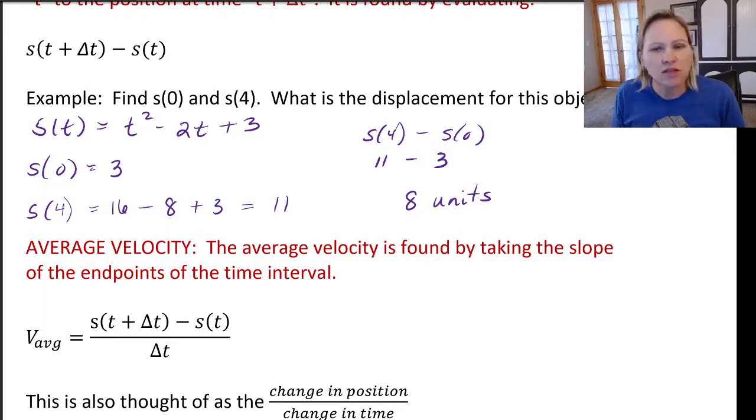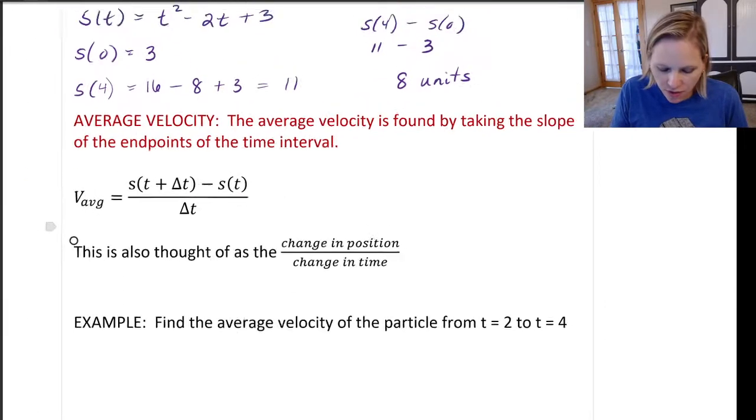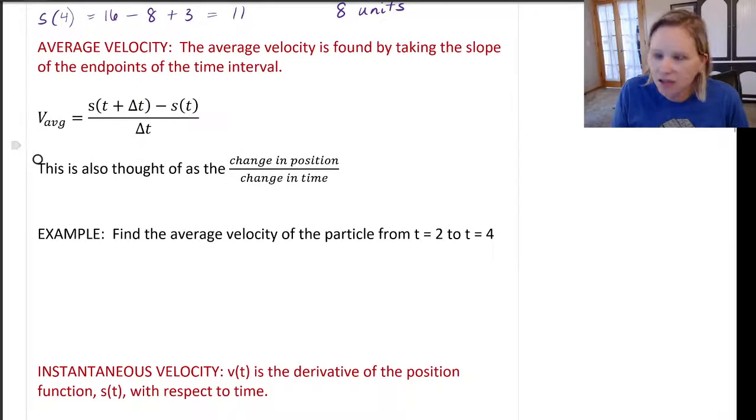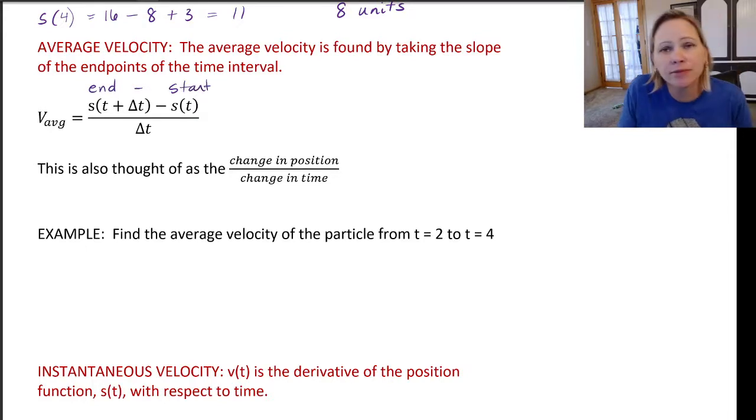So now let's talk a little bit more about this velocity concept. So we also know that we can find something called the average velocity. Now we've explored average values of functions and average rates of change before when we talked about derivatives, and average velocity is no different. So average velocity can be found by taking the slope of the positions. So remember, this is my end minus where I started, so my ending position minus where I started over the change in time.